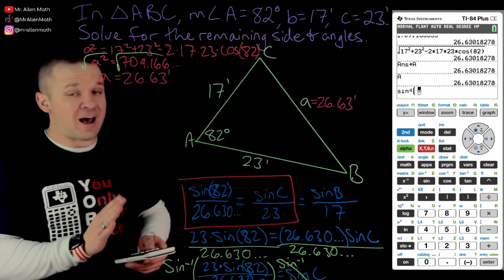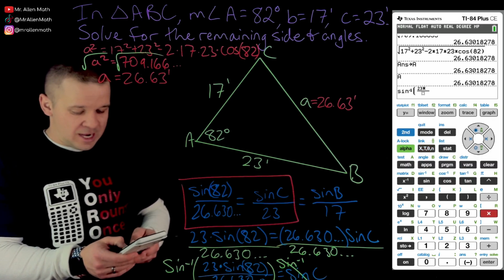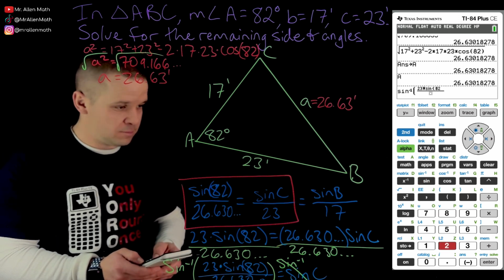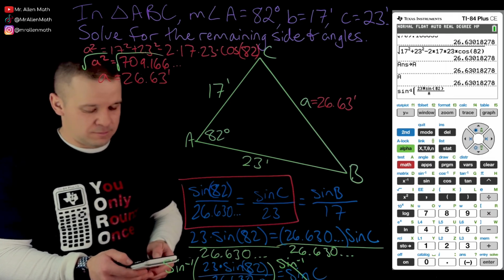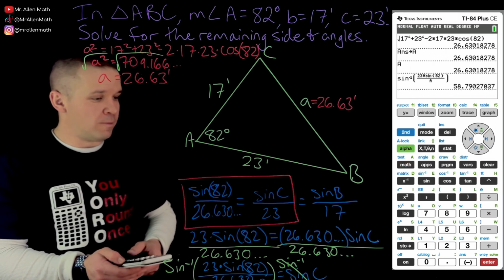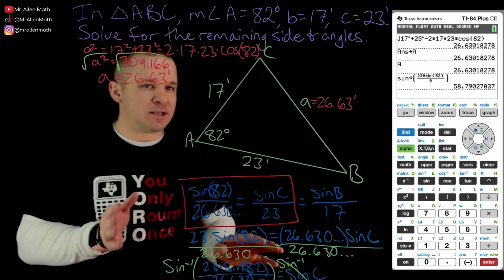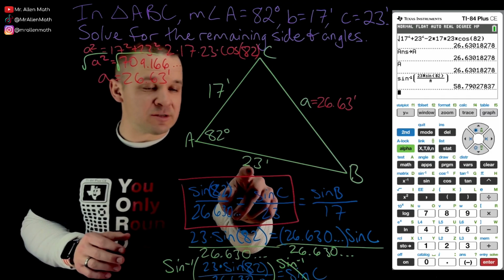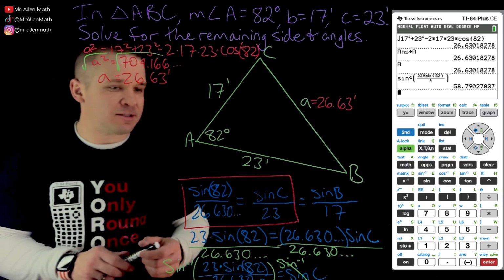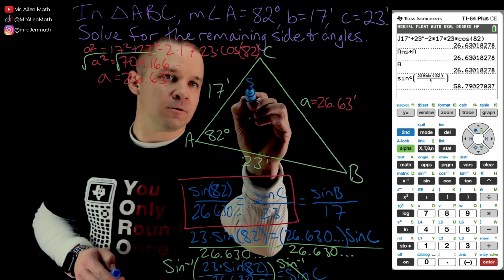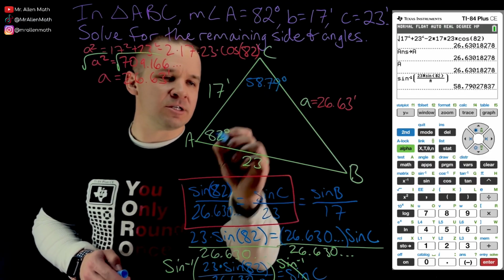So I'm going to do second sine, all this at once. Alpha x for my fraction, 23 times sine of 82. And then arrow down, alpha A out, boom, 58.79. And does that make sense? It is a smaller side than this one, so it should be a smaller angle. I agree. I think that makes sense. So we're going to say 58.79 degrees for that angle.